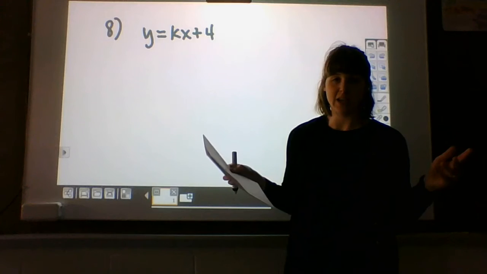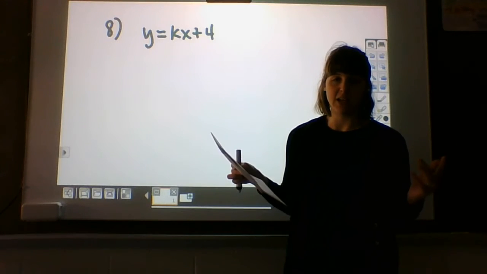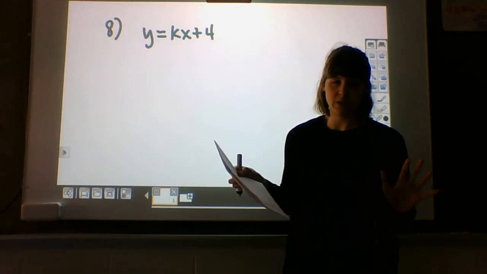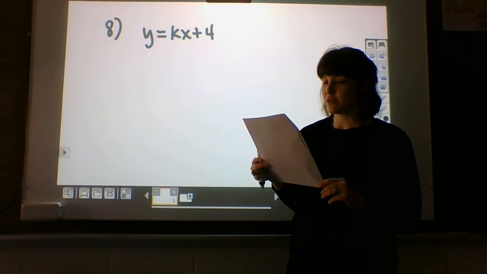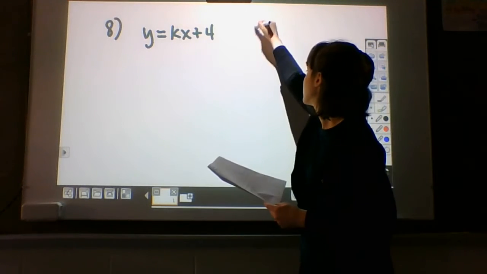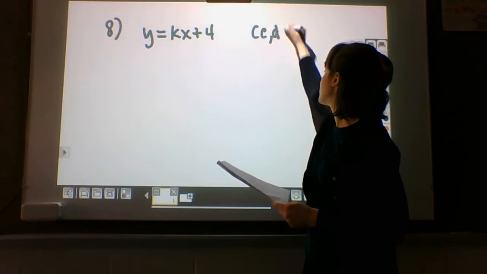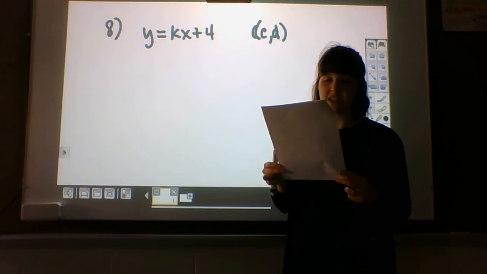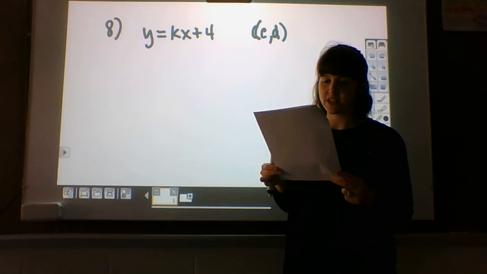So k could be any number. When they say constant, they mean any number, like a 2 or negative 7. It's any number. Okay. So if the line contains the point C, comma D. So now they're giving us a point on the line, C, comma D, where C is not 0 and D is not 0. What is the slope of the line in terms of C and D?